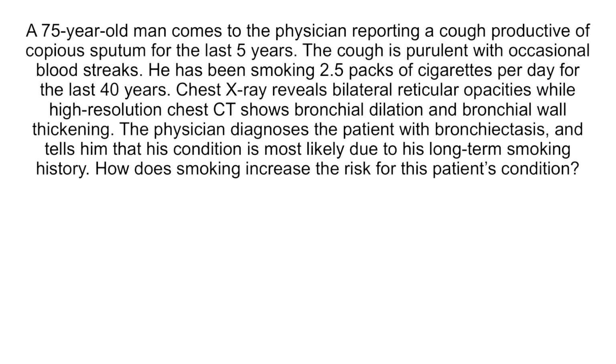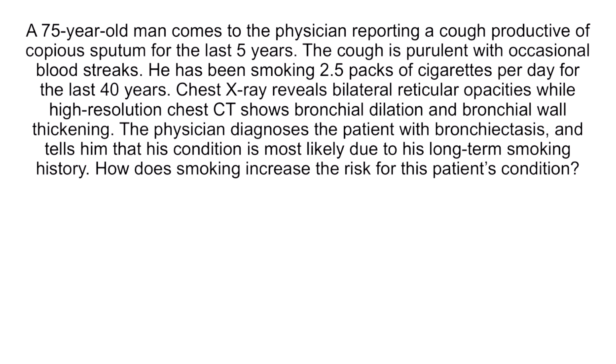A 75-year-old man comes to the physician reporting a cough productive of copious sputum for the last 5 years. The cough is purulent with occasional blood streaks. He has been smoking 2.5 packs of cigarettes per day for the last 40 years. Chest X-ray reveals bilateral reticular opacities, while high-resolution chest CT shows bronchial dilation and bronchial wall thickening.